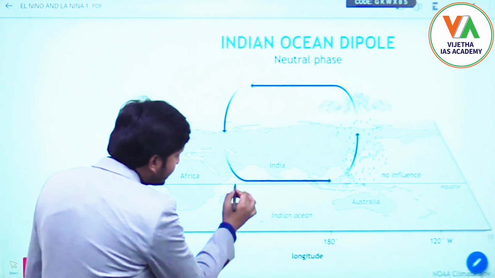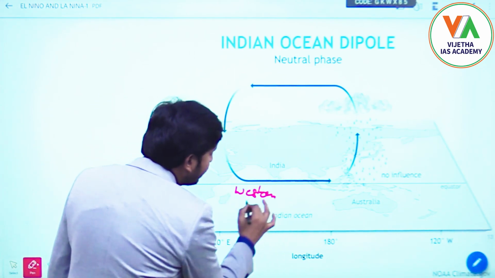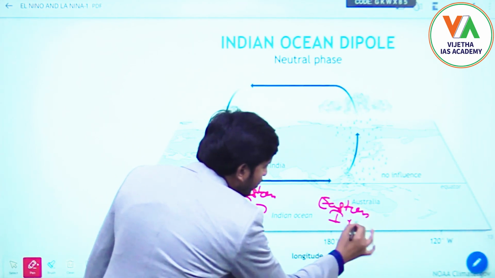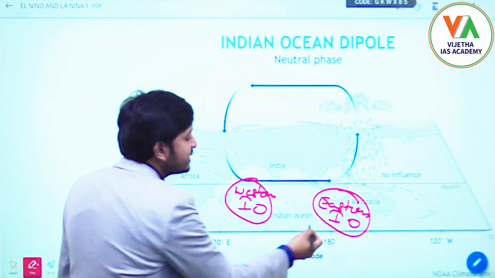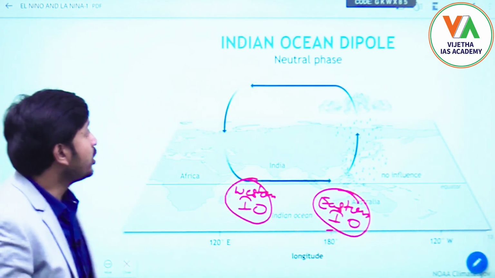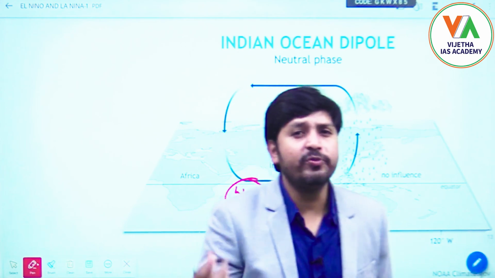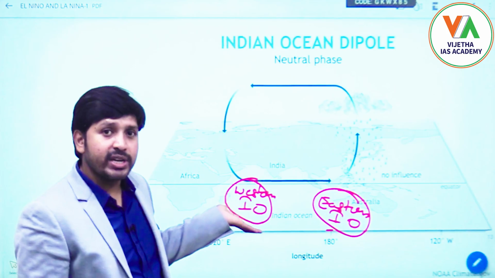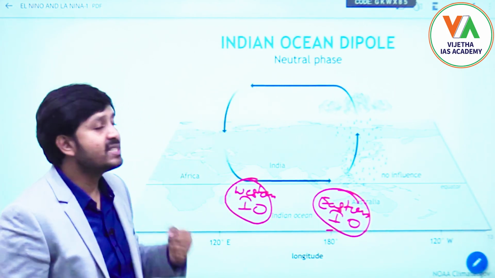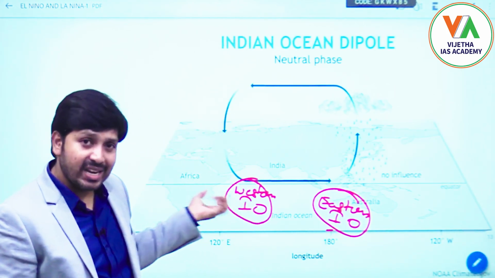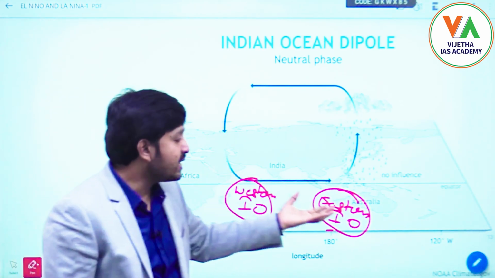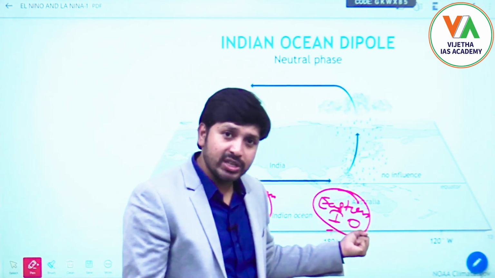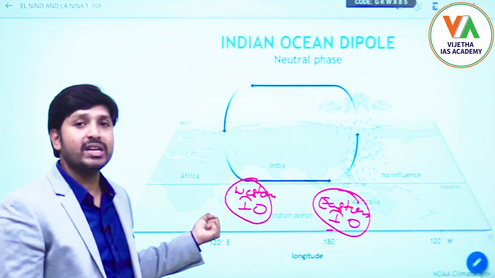Okay, so this is Western Indian Ocean, this is Eastern Indian Ocean, right? Due to certain unknown phenomena, sometimes this Western Indian Ocean becomes warmer, and as this is a dipole phenomenon, once the Western Indian Ocean becomes warmer, the Eastern Indian Ocean becomes cooler. The same way, when the Eastern Indian Ocean becomes warmer, then the Western Indian Ocean becomes cooler.